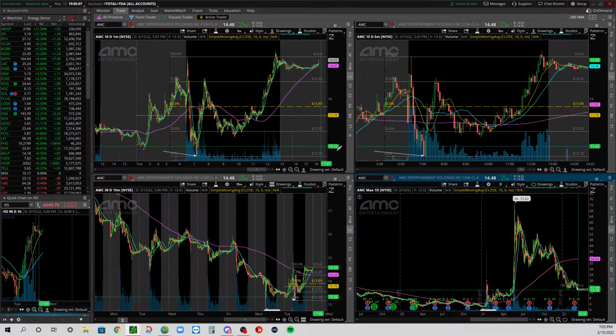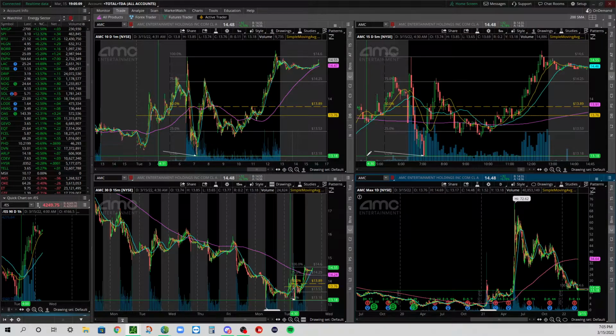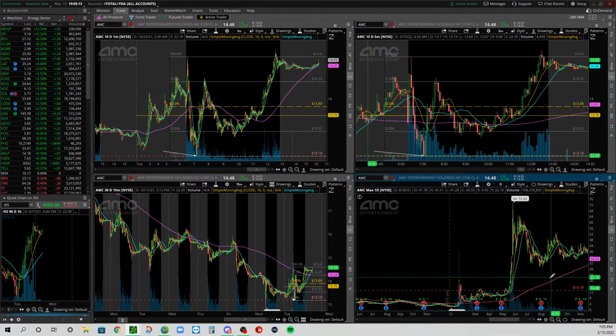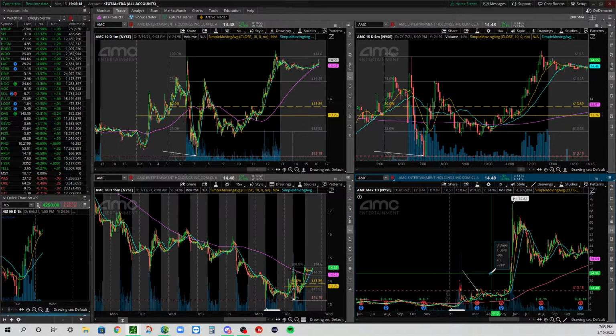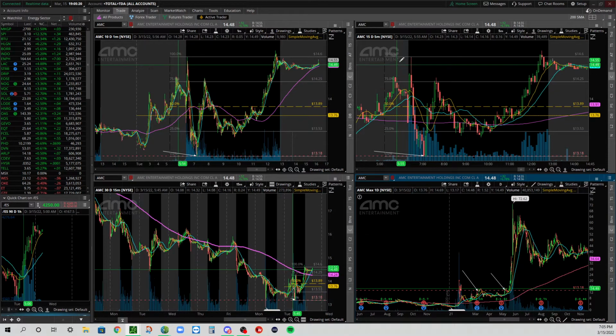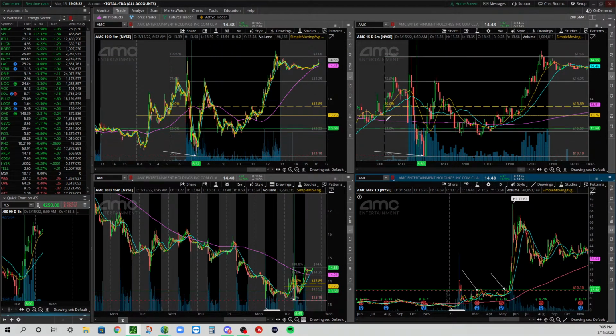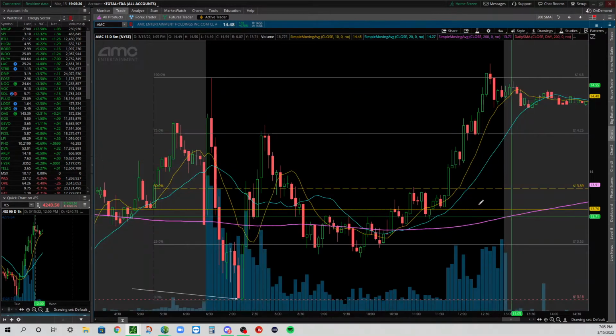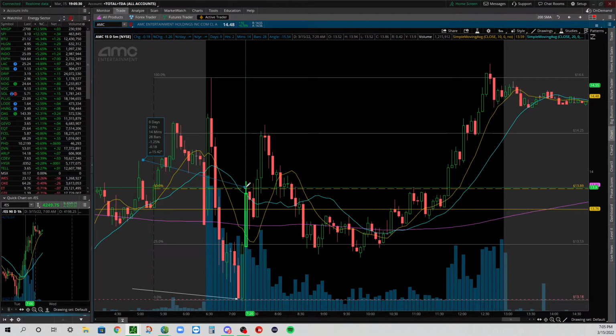Okay, so let's draw a line here. Make this go to the left. As you can see, there are support levels right here. Let's say you're anticipating, okay, this is the max range on AMC, and basically we're looking for the 50% move, which is right here. As you can see, it respected that bounce.